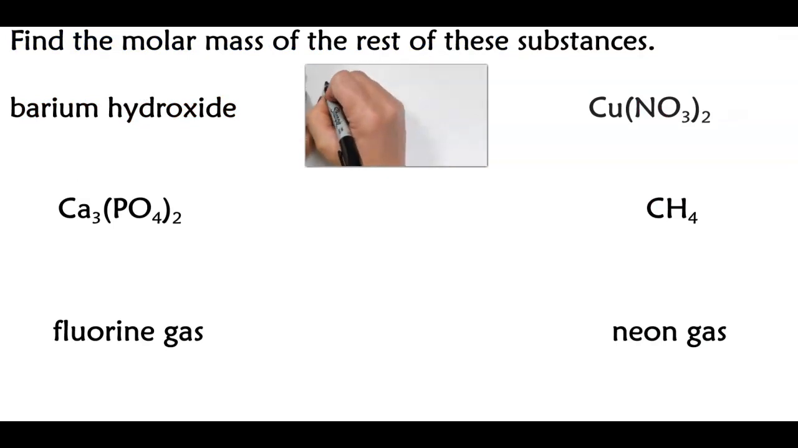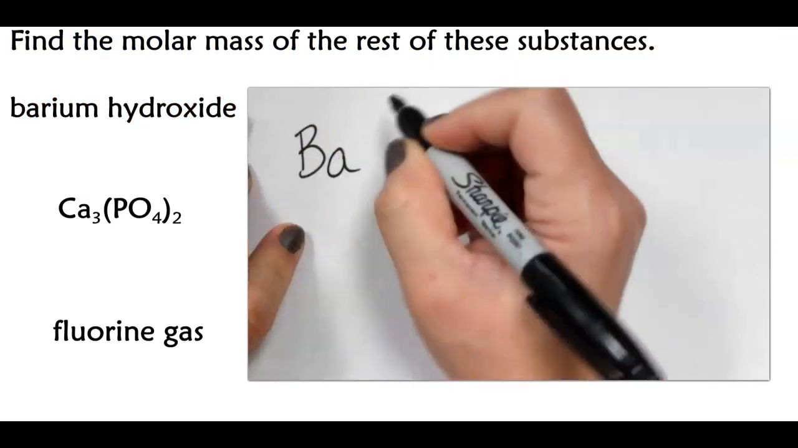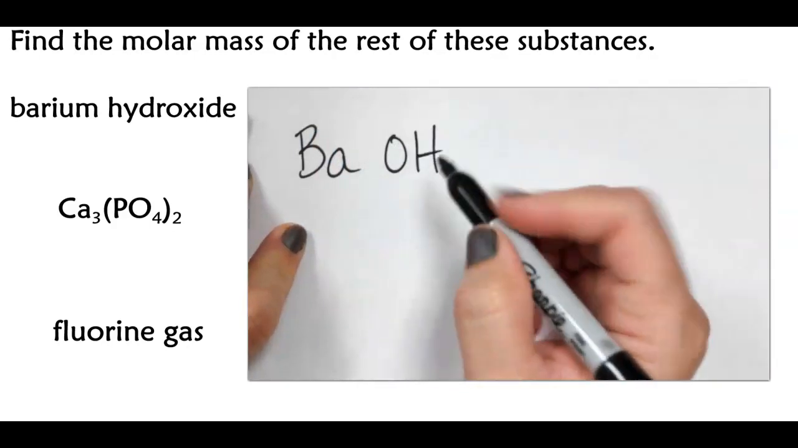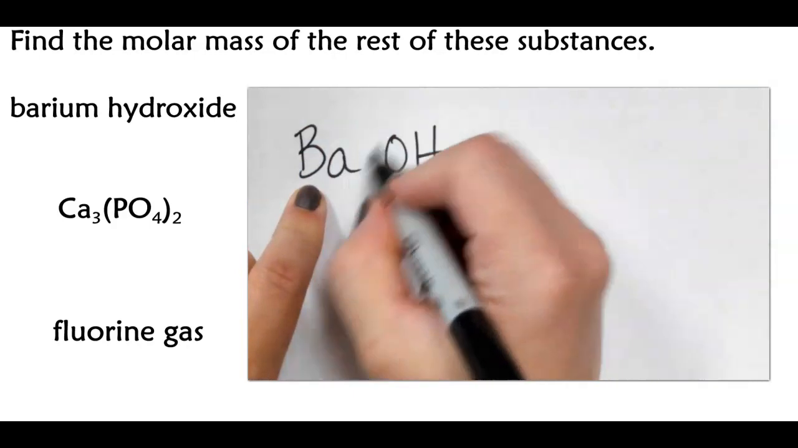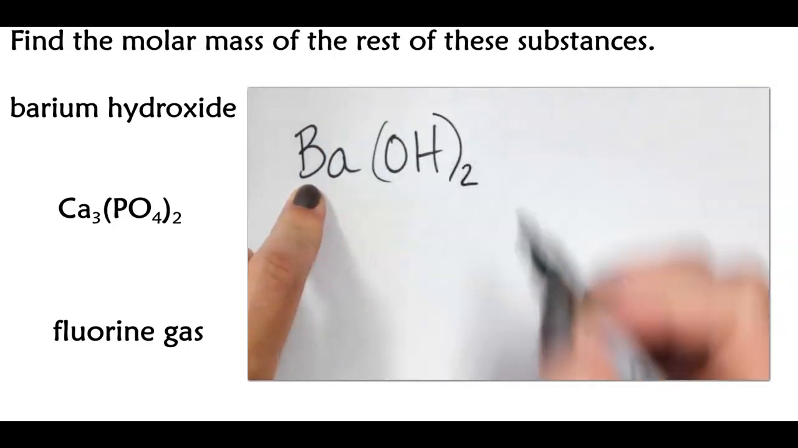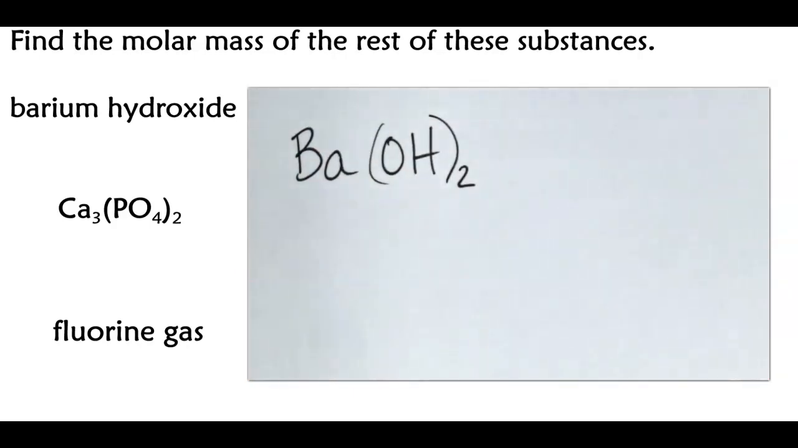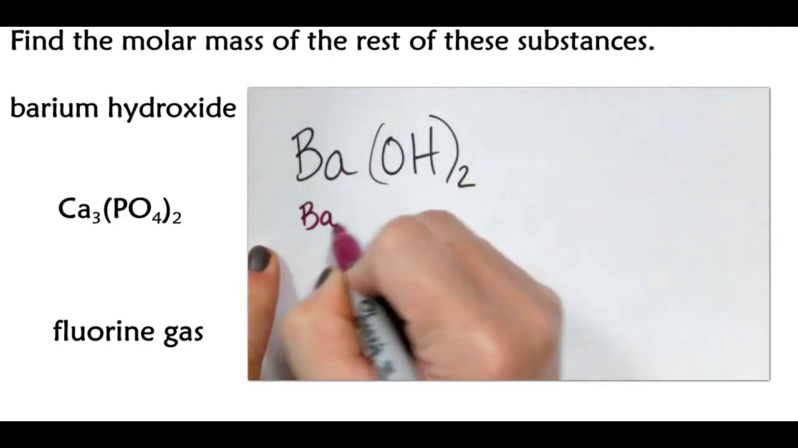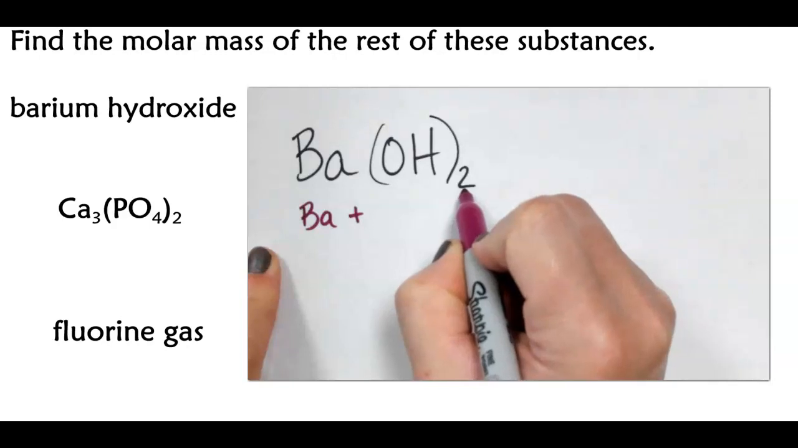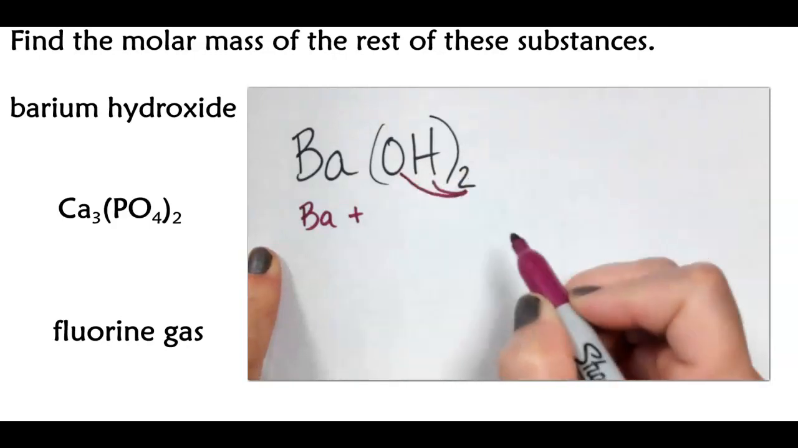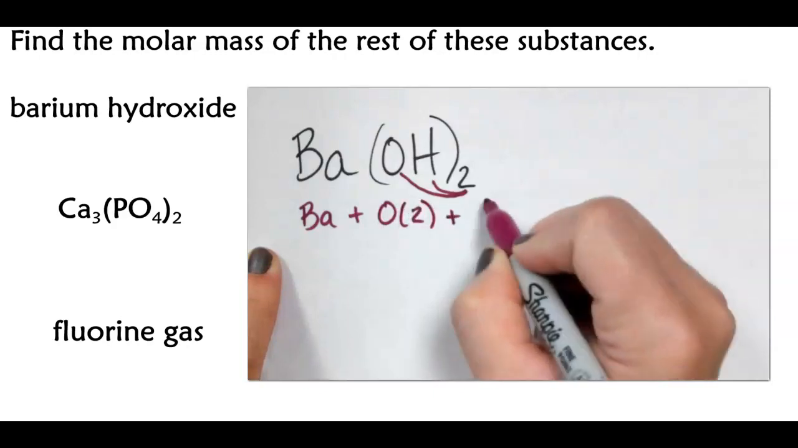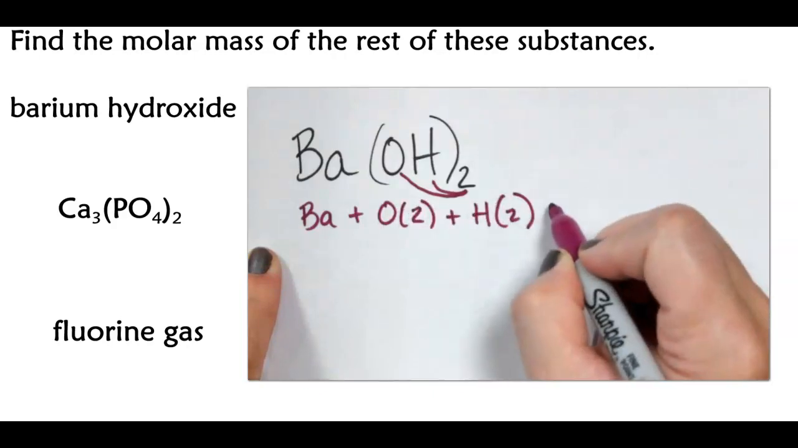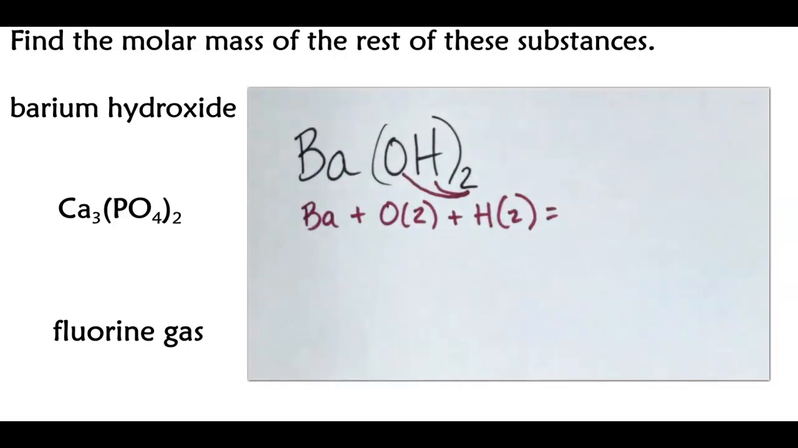First, we need to write the formula for barium hydroxide. Barium is a +2, hydroxide is a -1, which means I need 1 barium and 2 hydroxides. Now, when I want to add this up on the periodic table, I'm going to need 1 barium plus this 2 distributes into the parentheses only, so I'm going to have oxygen times 2 plus hydrogen times 2, and that's going to equal the molar mass.